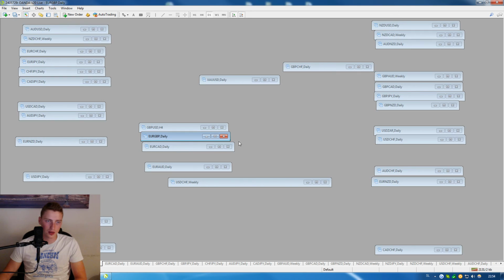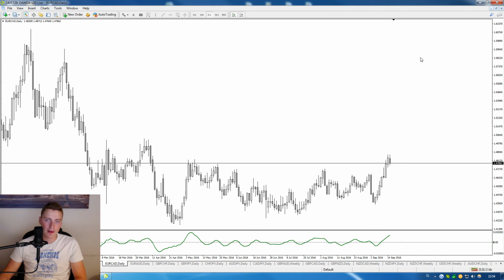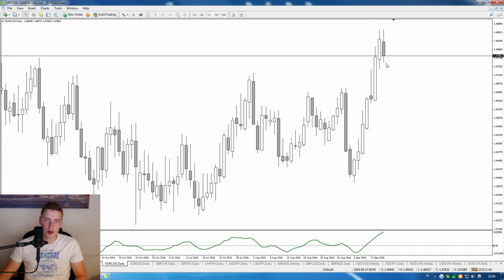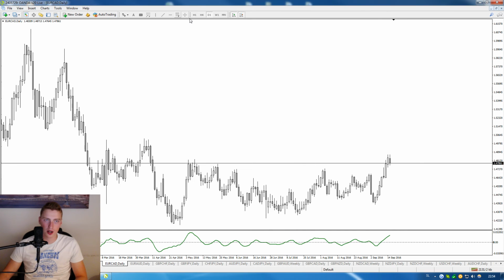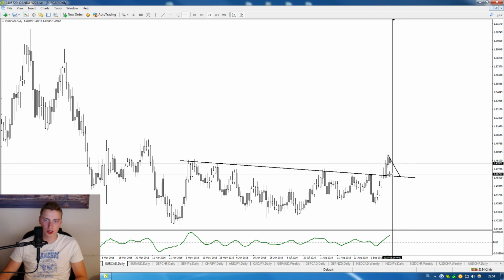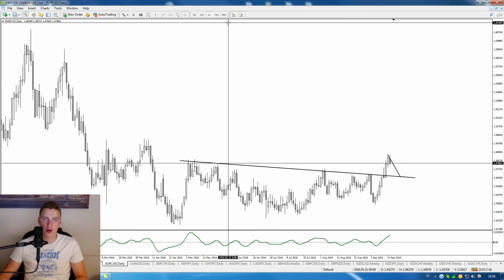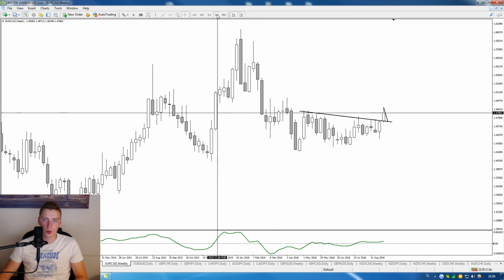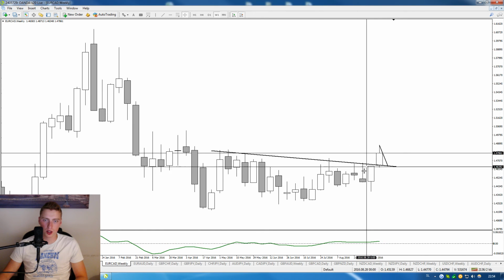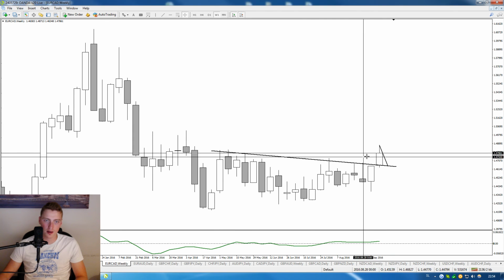Nothing fancy here. So EuroCAD, we've got an inside bar, but we've actually got a higher high and a higher low. Higher high, higher low. So we might get a retest back to here. So resistance acts as a support. Let's see how the weekly candle really confirms our idea.